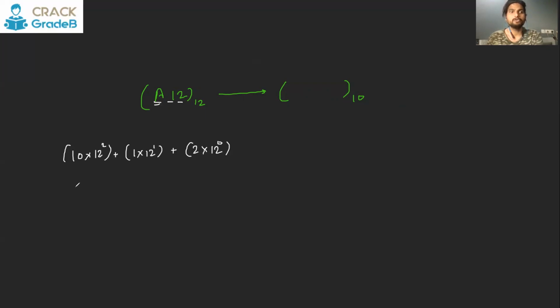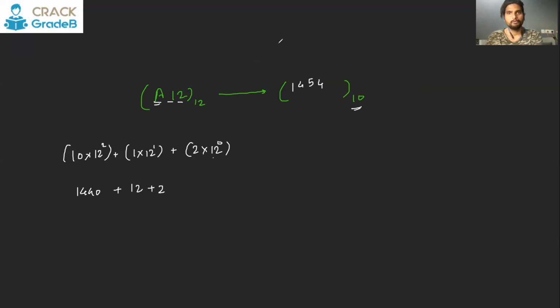So it will be 12 squared into 10, that is 1440, plus 12 into 1 is 12, plus 12 raised to the power 0 is 1, into 2 is 2. So it is 1454, 1454 in base 10.